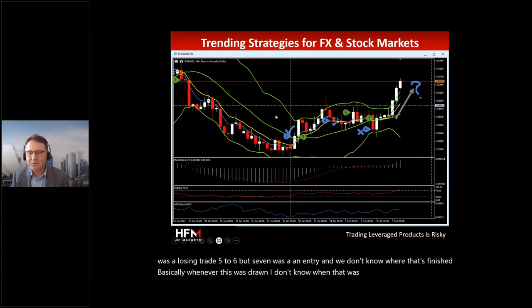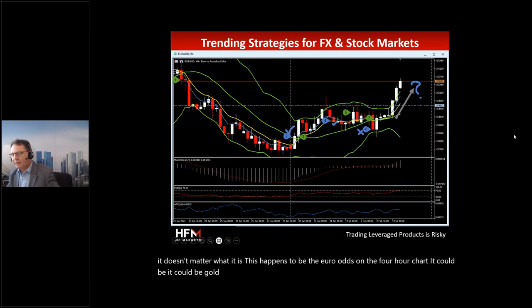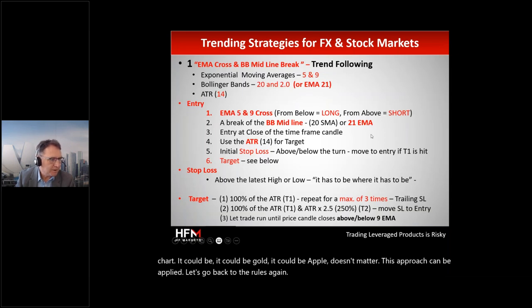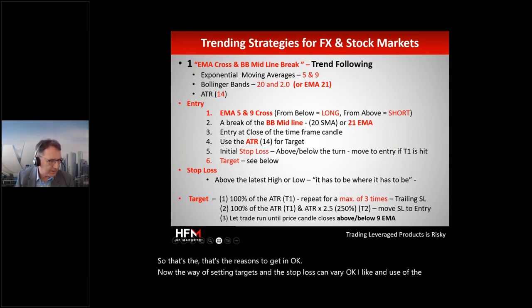And again, it doesn't matter what it is. This happens to be the euro dollar on the four-hour chart. It could be oil, it could be gold, it could be Apple. It doesn't matter. This approach can be applied. Let's go back to the rules again. So that's the reasons to get in, okay? Now then, the way of setting targets and the stop loss can vary, okay? I use the ATR for setting stop loss.